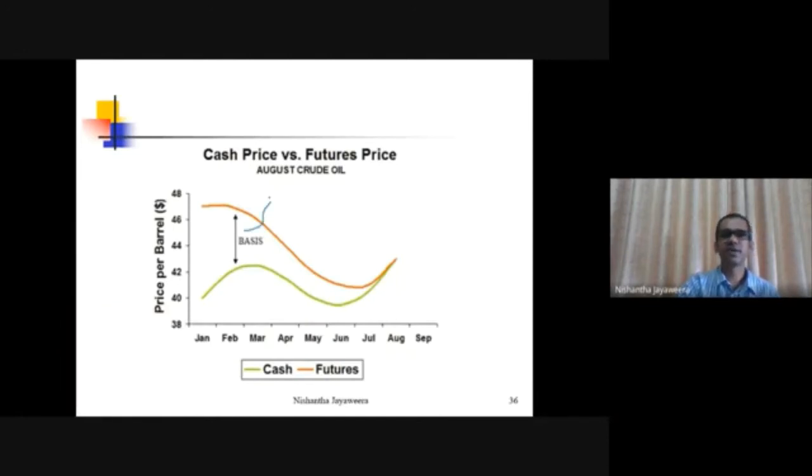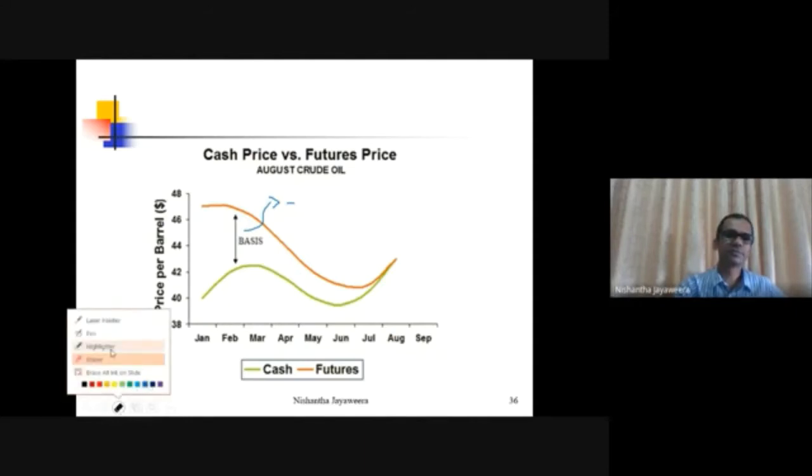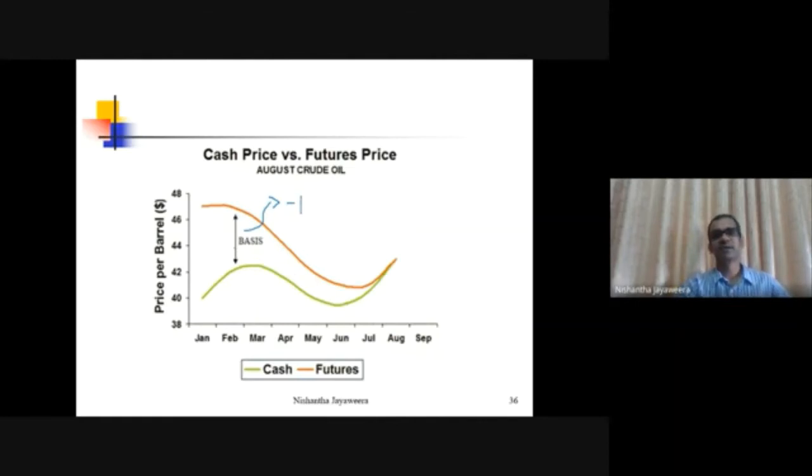If you calculate the basis here, say basis is -5, 42, 46. Sorry, it's around -1. Correct? At this point, basis is like 42, 46. Basis is like -4. Correct? Because cash minus futures, basis is -4. That's why it's a contango market.